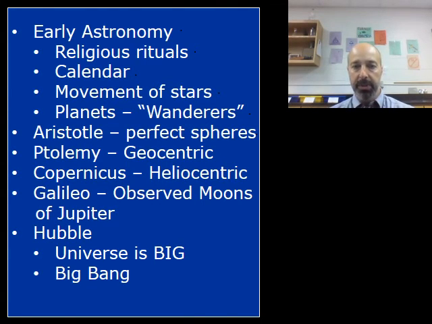So Aristotle, he was one of the first astronomers, and he kind of just thought about things and thought that it seemed logical that things move in perfect spheres. Ptolemy came along and actually did some science, used some observations, and came up with the geocentric or Earth-centric model of the universe. Copernicus came along and came up with the heliocentric model, but it wasn't until Galileo's observations of the moons of Jupiter that people started believing this idea.